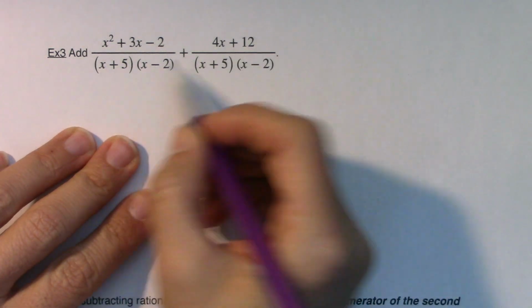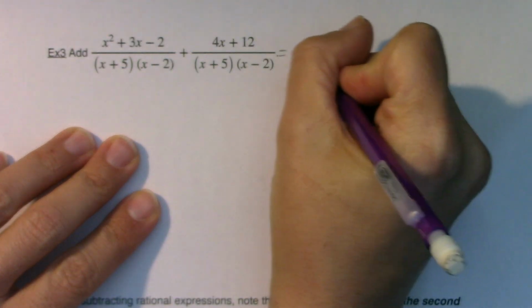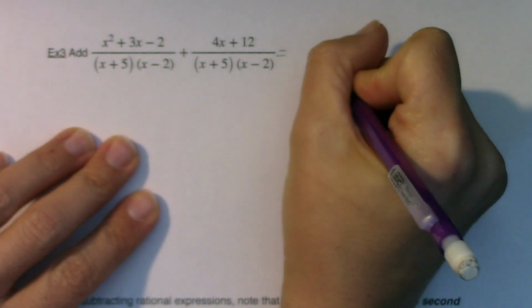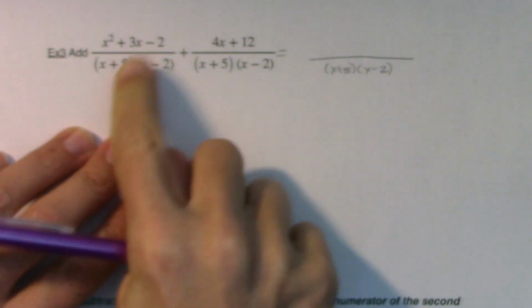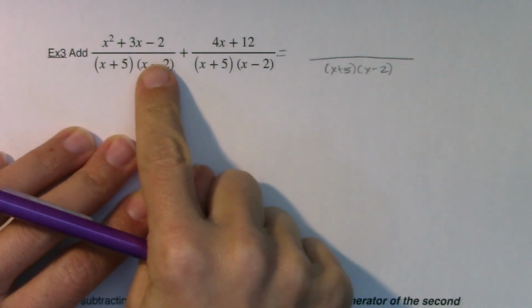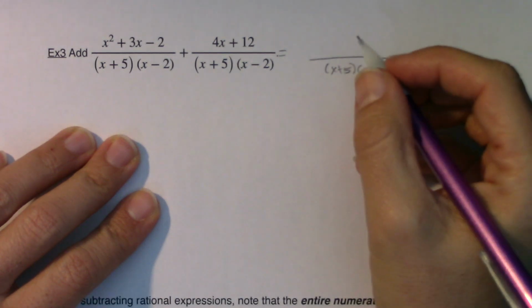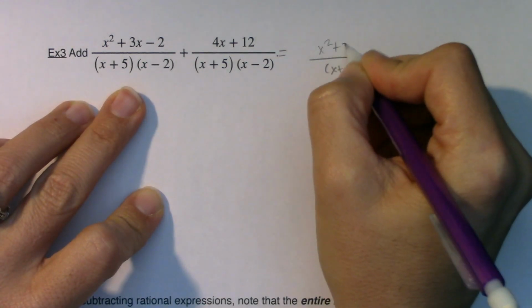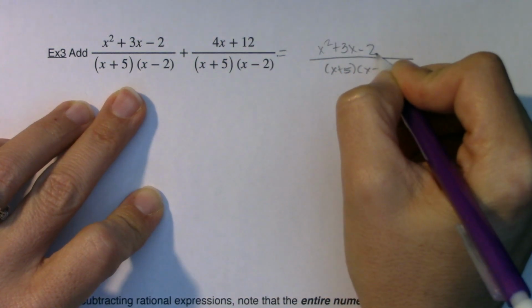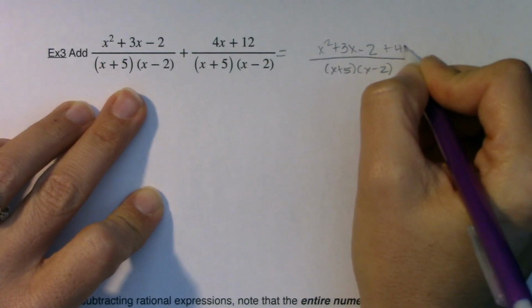So what I'm going to do is keep this common denominator. I'm going to put the equal sign here, and I'm going to keep it as x plus 5, x minus 2. And then I'm just going to add the numerators together and see if I can find any like terms. So let's go ahead and take a look at that. I'm looking at x squared plus 3x minus 2, and then I've got a 4x plus 12.